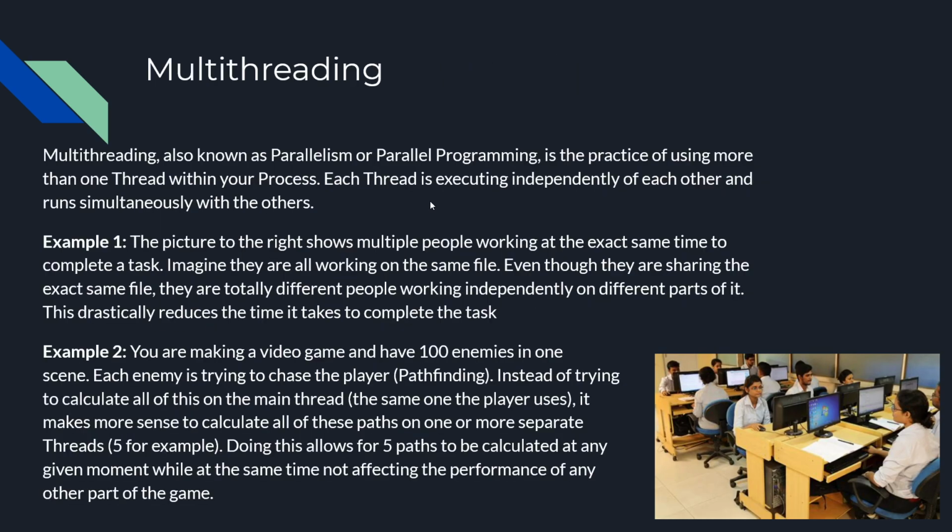Cool. Let's talk about the second form, which is multithreading. This is a lot of words, my bad. Multithreading is also known as parallelism or parallel programming. You're using more than one thread for your process. Each thread is running its own set of instructions, its own code basically, independent from the other threads, but also simultaneously. Your processor has multiple cores built into it. When you use multithreading, you're using more than one part of the processor to solve the problem.